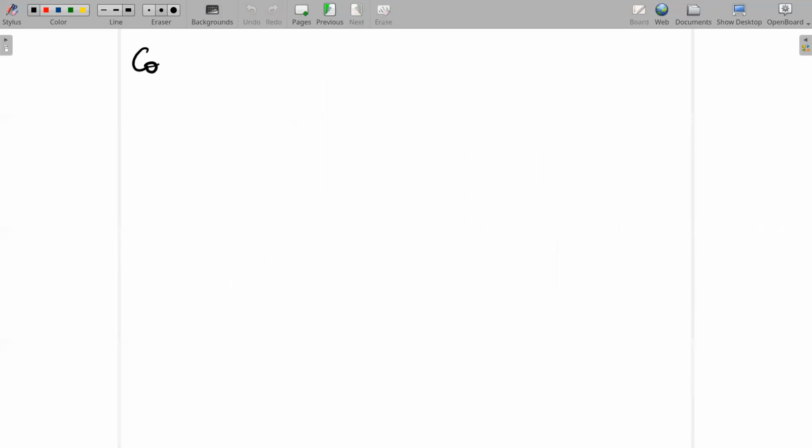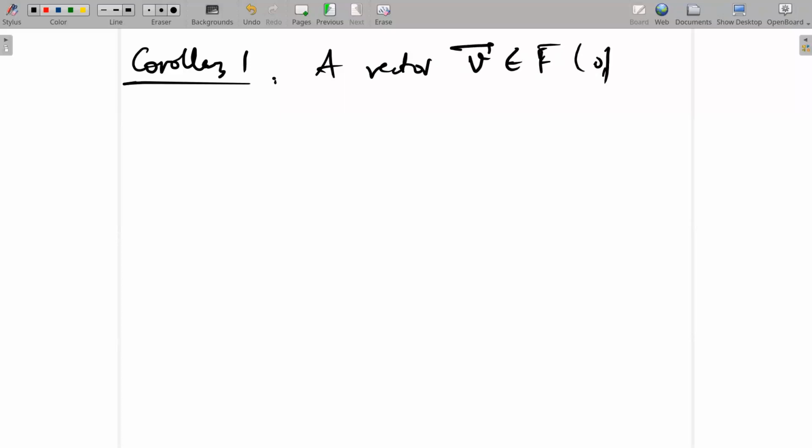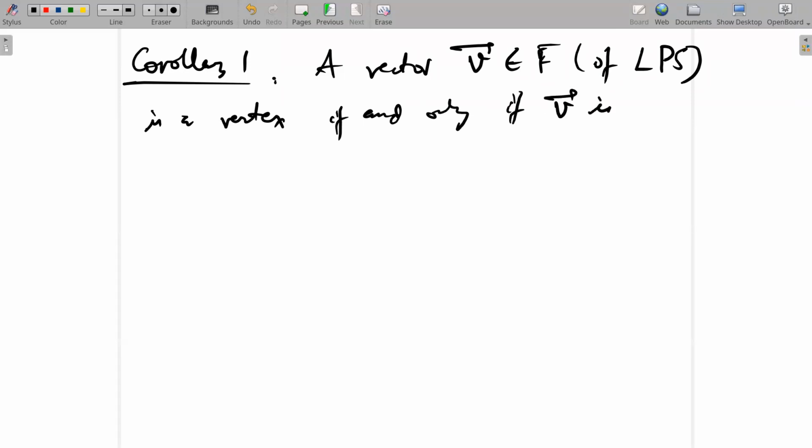Okay. Based on this lemma, we'll look at a couple of corollaries, which will look very familiar. Corollary 1 of this lemma: a vector V in F, the feasible set of a linear program in standard form, is a vertex if and only if V is a basic feasible solution. This theorem we have already proved, but we'll see it as a corollary of this result.